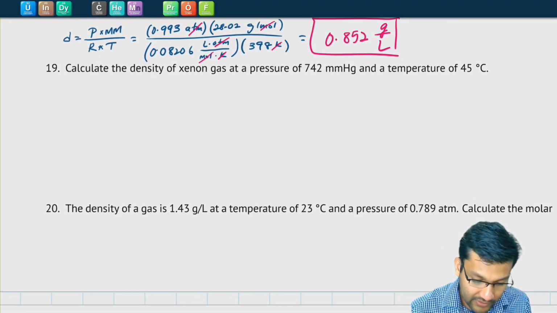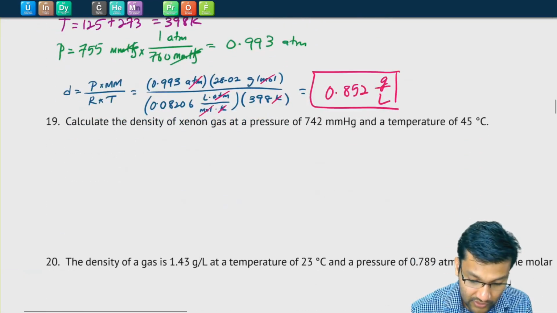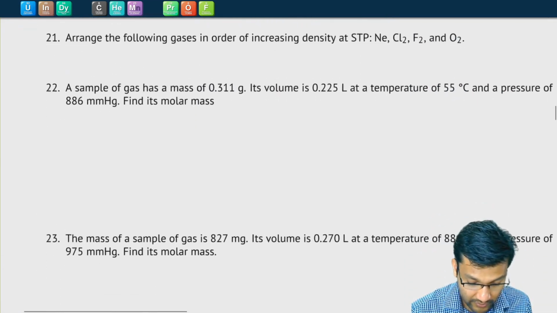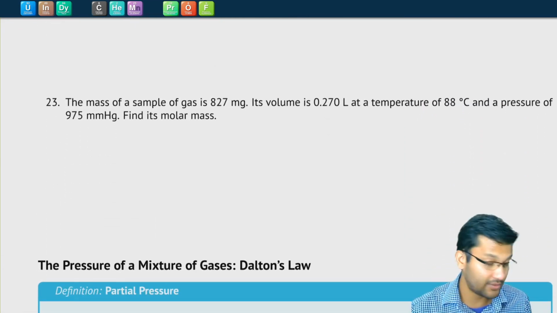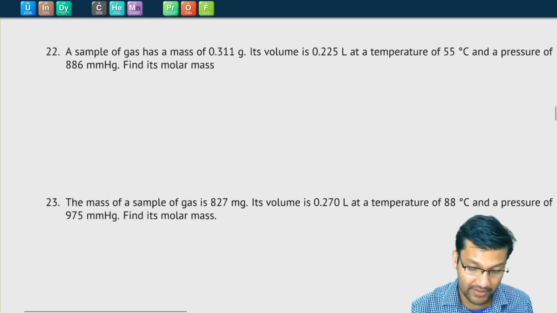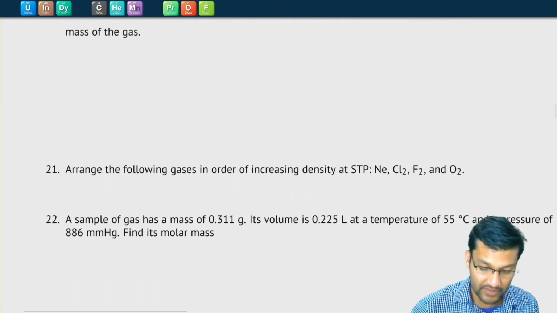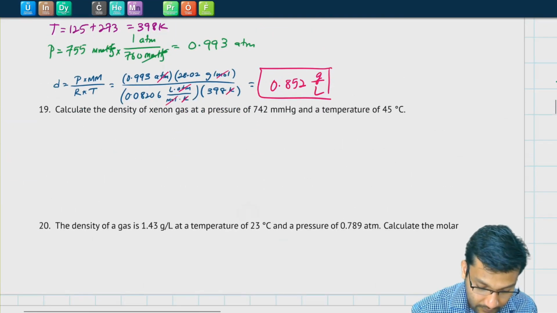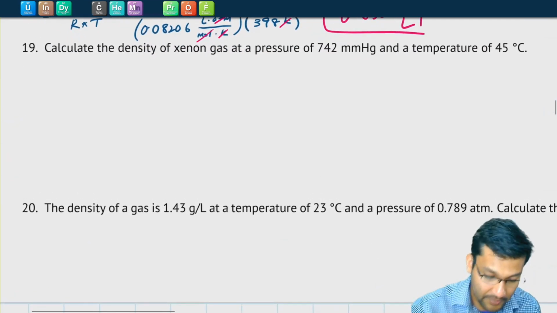Okay, with that, you now have the equations and the tools to go about and answer all of the other questions. So if you'd like, you can pause the video here and go do that now. And then when you unpause, I'll go over each one of them and show you how they're done. Okay, let's look at number 19.